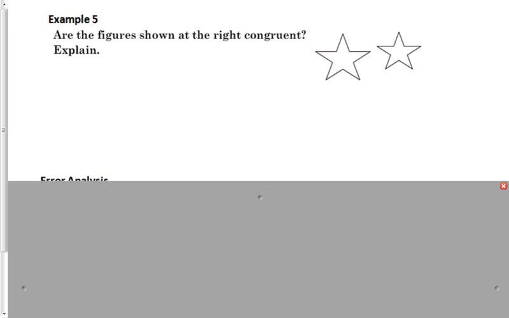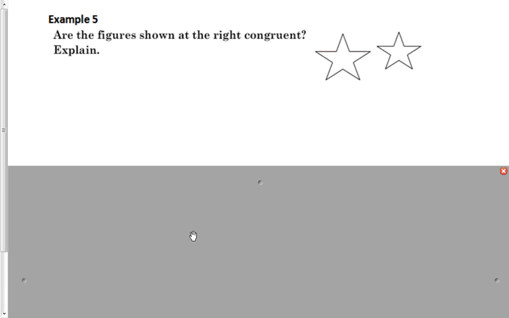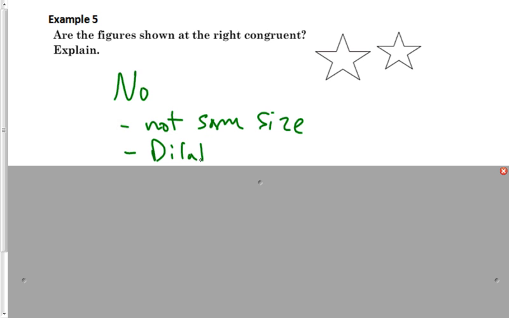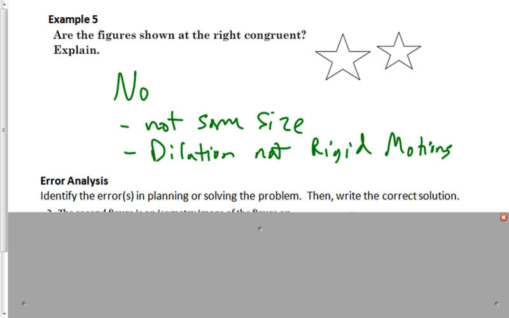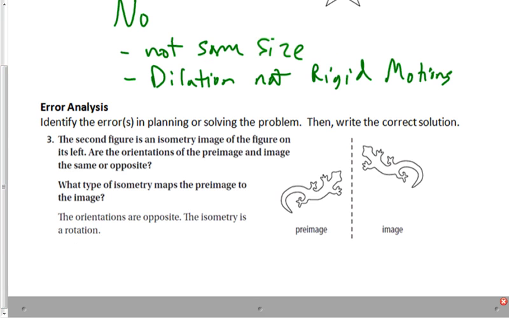All right, example 5. Just a couple examples of example 5. Are the figures shown at the right congruent? Explain. Well, hopefully you can tell visually they're not. They're not the same size. You could dilate it so that they are, but dilation is not a rigid motion. So they are not congruent. So I'll write that in there. Dilation is not a rigid motion, and you need to only use rigid motions when proving shapes congruent using compositions of isometries.